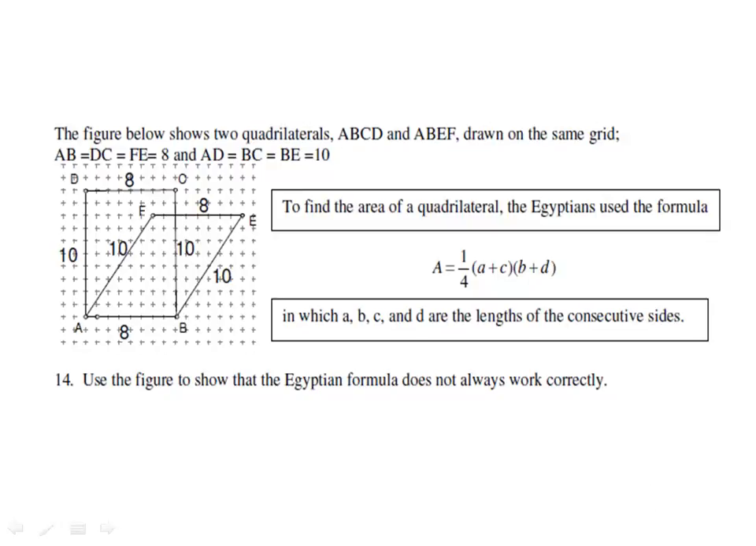All right, we're on the last one here now. This is number 14. This is that Egyptian formula problem. Remember how it works. We match up opposite sides of the quadrilateral, and we have a couple of quadrilaterals here.